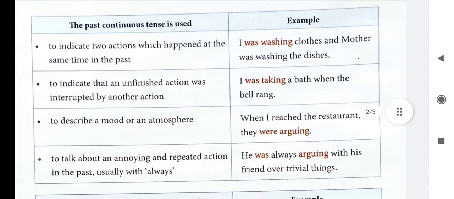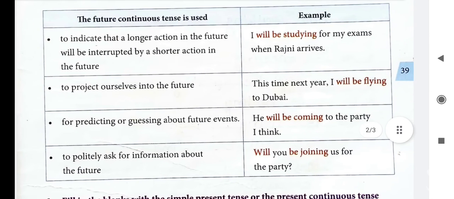Okay. So now let's see the future continuous tense. The definition of the future continuous tense is that it is used to show that an action will be happening at a time in the future. It has not happened yet. It is going to happen. It will happen at some point, some period of time in the future.